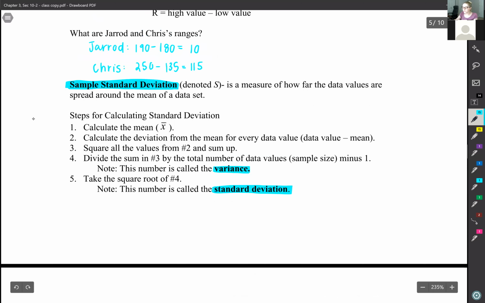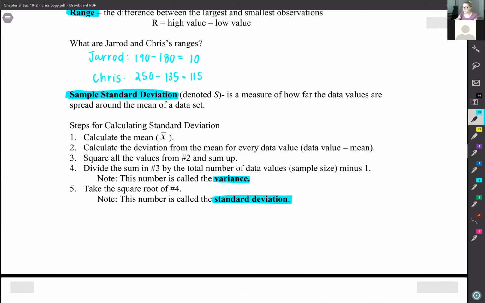Okay. So sample standard deviation is denoted by a capital S, and it is a measure of how far the data values are spread around the mean of a data set. So it's just another measure of spread, so how far they are around the mean. We have some steps written down here for how to calculate it, which is really helpful because we're going to go through an example and do steps 1 through 5 together.